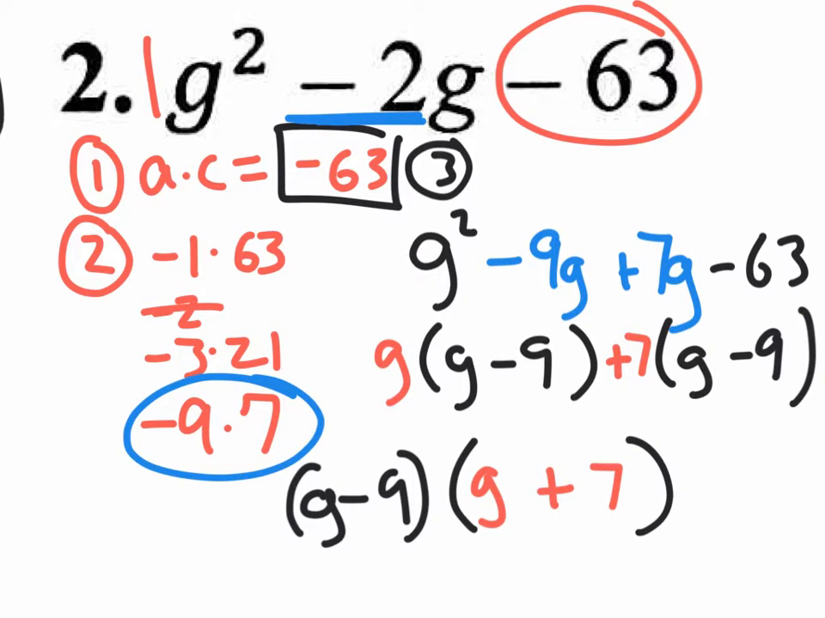I didn't do the exaggerated parentheses this time. I took out the binomial. What's left? A g and a plus 7. That's factored form, guys. Okay, like I said, we need to understand these notes. We need to understand this process.